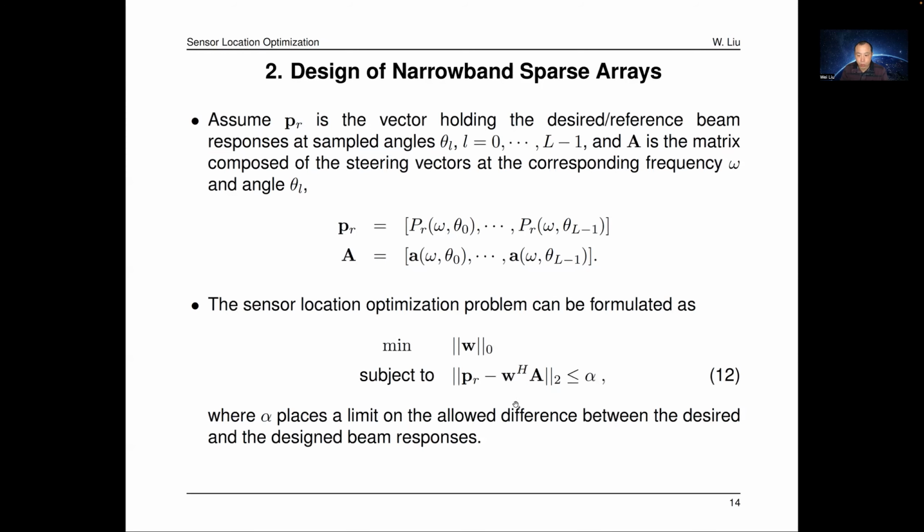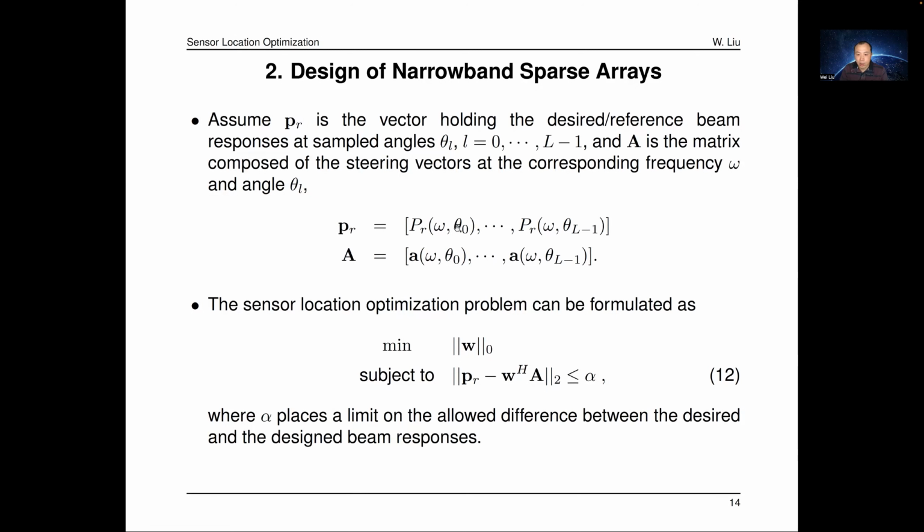Mathematically, so you have this formulation twice. First, you have this vector PR. It's the vector holding the desired reference beam responses at sampled angles, theta L from 0 to this big L minus 1. So in total, L angles, big L angles. Like if for linear array, you have the range from minus 90 degrees to 90 degrees, right? You sample this 180 degrees, this whole range with big L, like 180 of them. So you have theta 0, theta 1, theta 2 until theta 179. So you put the desired response in this vector for different directions, theta.